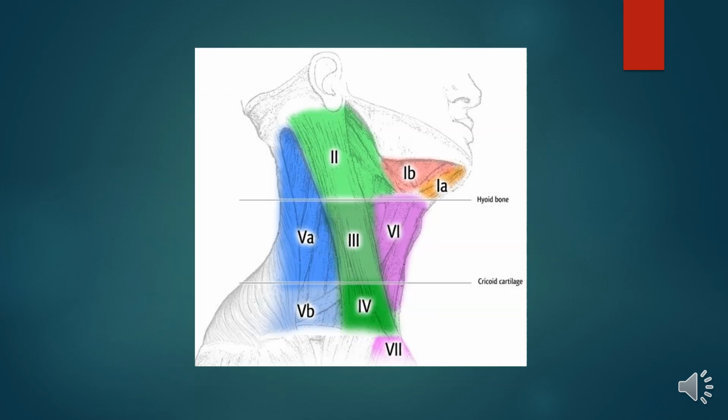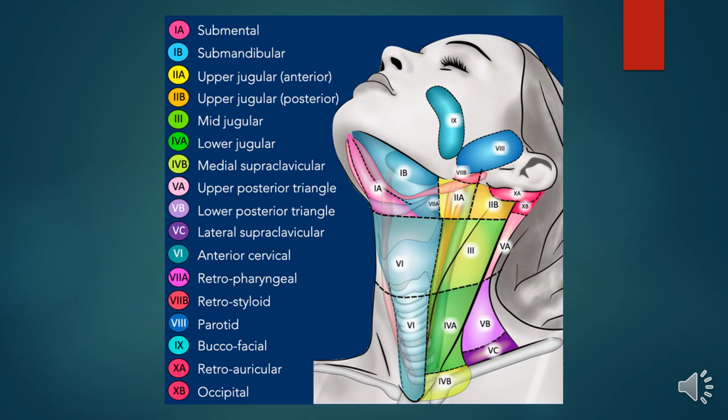So this is basically what we have discussed in the last slides. This is the digastric triangle, level 1. This is level 2, above the level of the hyoid in the anterior triangle. This is level 3, below the hyoid and above the cricoid in the anterior triangle. And this is level 4, below the cricoid cartilage in the anterior triangle, level 5 in the posterior triangle, and level 6 anterior to the trachea in the midline. So this is in detail about the different levels.